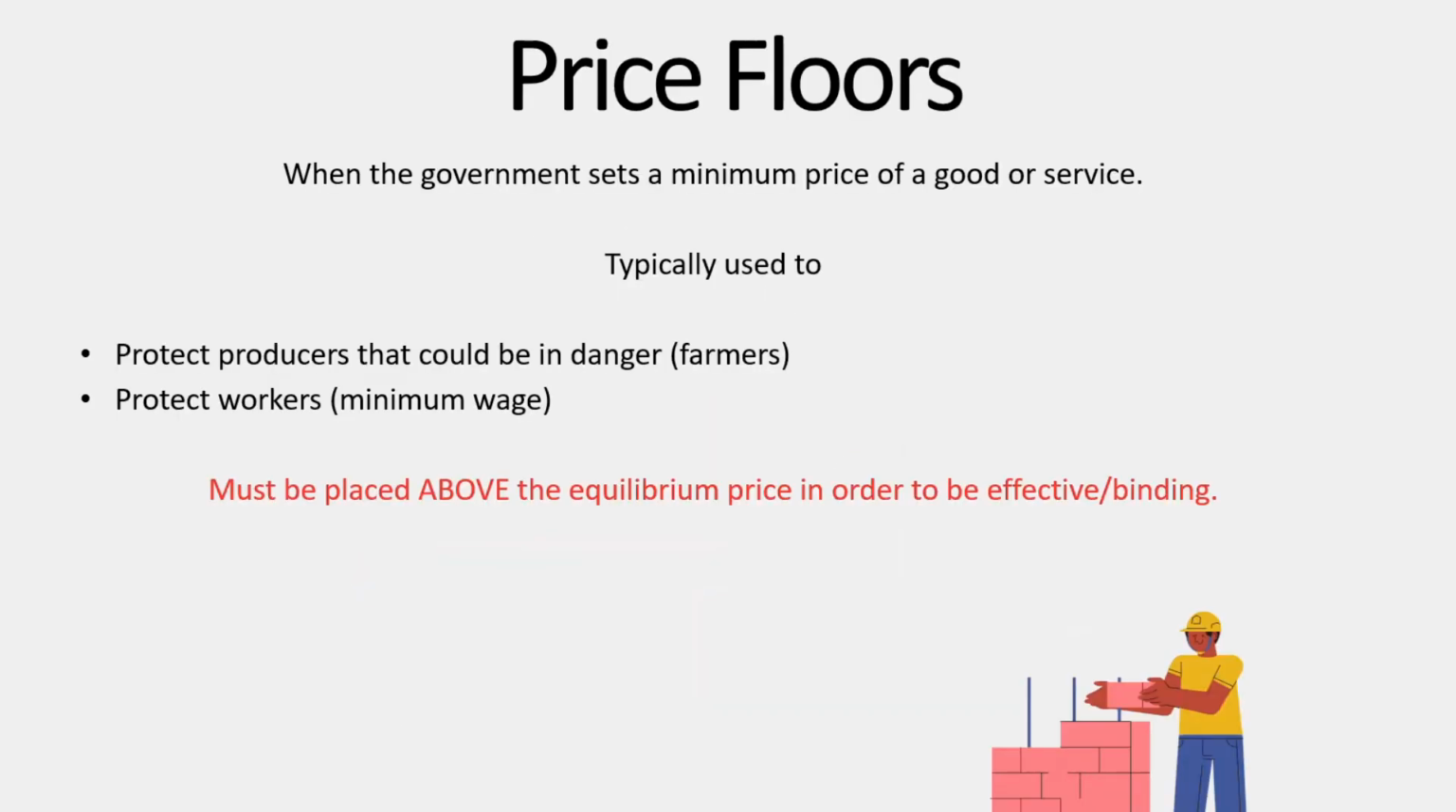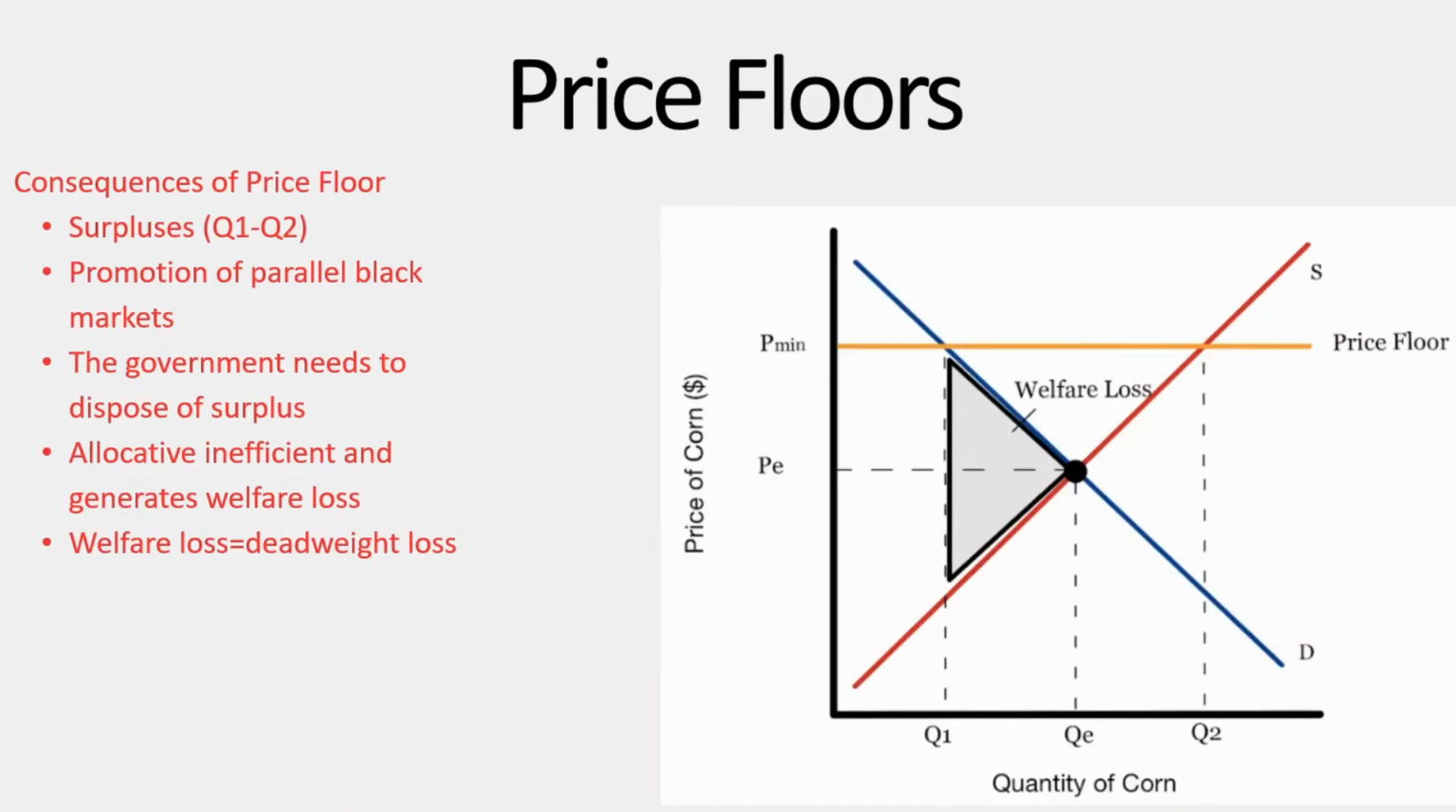Next up is price floor. A price floor is when the government sets a minimum price for a service, like minimum wage. And this will be a horizontal line above the equilibrium price. For a price floor, it will lead to a surplus, because if you look right here, the quantity supplied is going to be greater than the quantity demanded. For minimum wage, there's going to be more supply of workers than there will be demand for hiring workers.